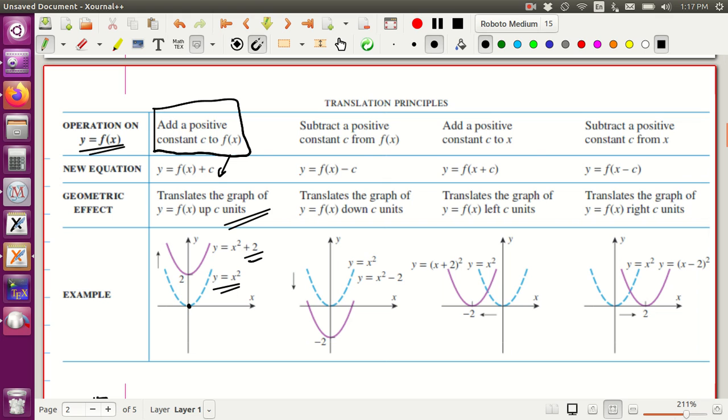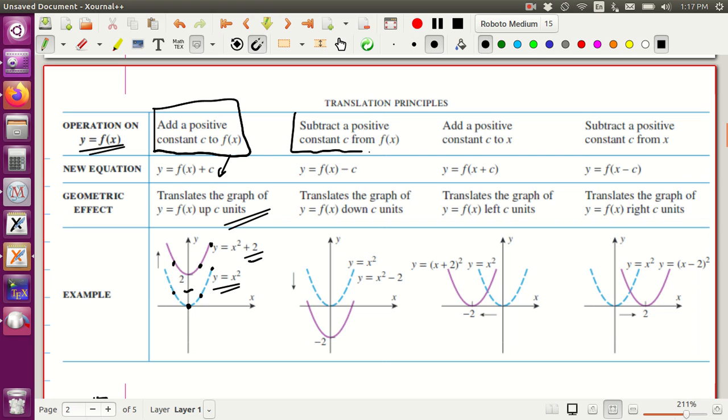That means you take each point and you shift it 2 units up. Take the point, shift 2 units up. Take the point, shift 2 units up. And that's what happens if you add a constant at the end of the function.